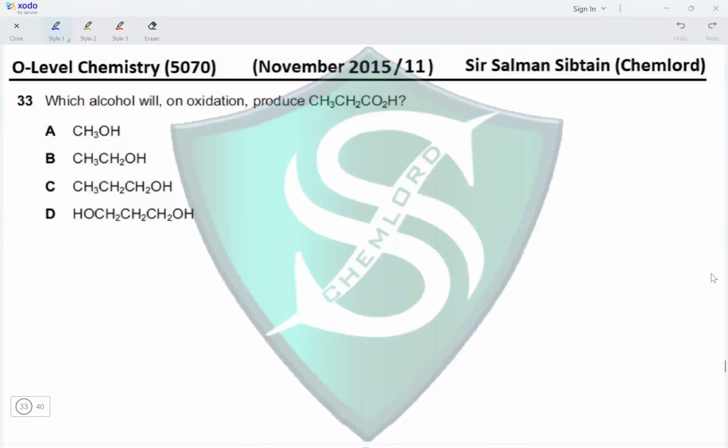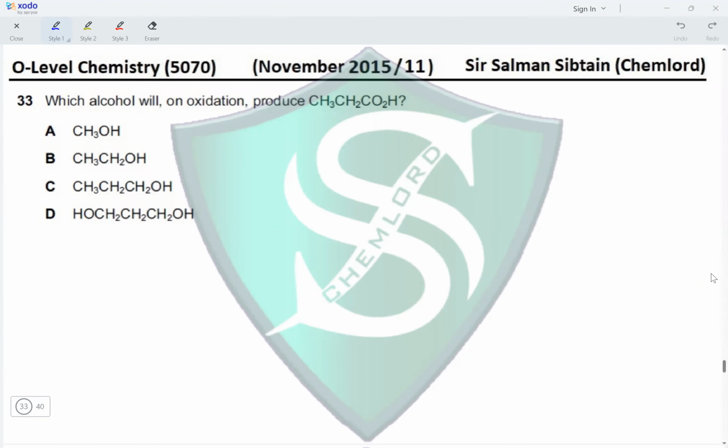Question 33. Which alcohol will on oxidation produce CH3CH2COOH? So this is propanoic acid because it has got 3 carbon atoms, which means the alcohol that would produce this carboxylic acid would be a 3 carbon containing alcohol, which would be propanol. So in A, we've got methanol. In B, we've got ethanol. In C, we've got propanol.